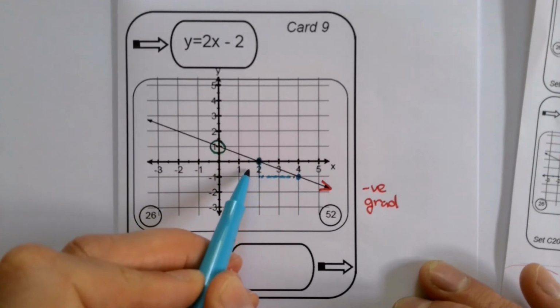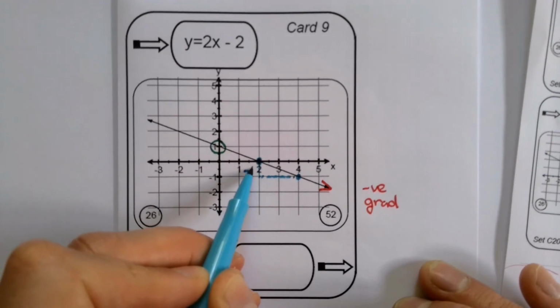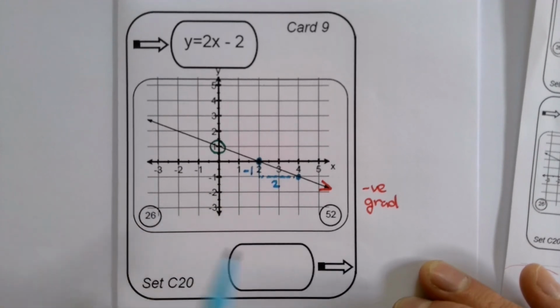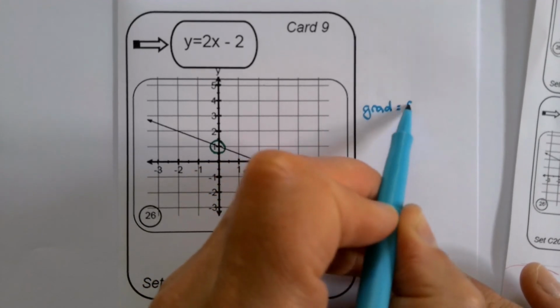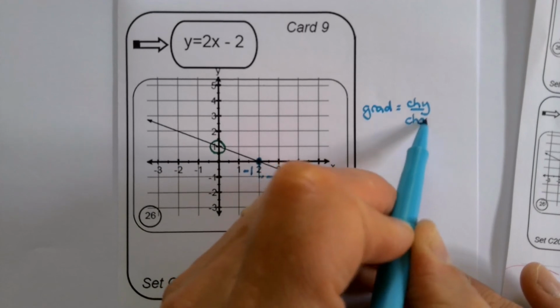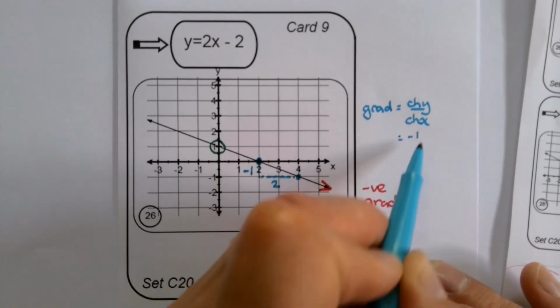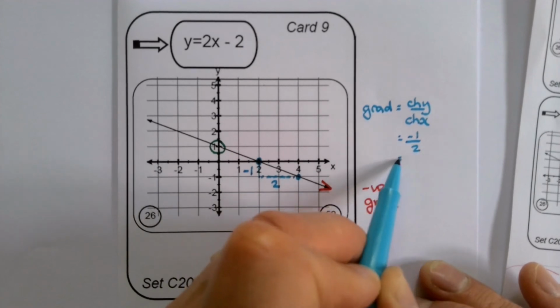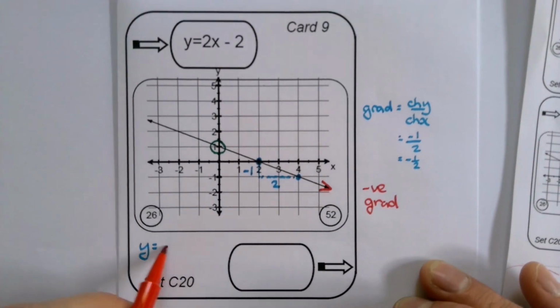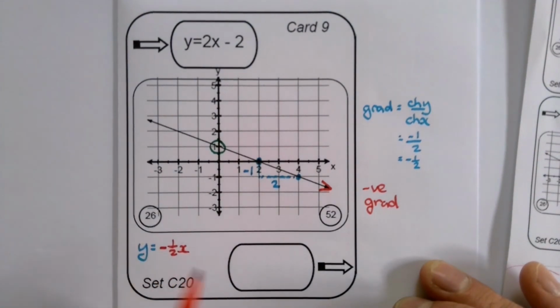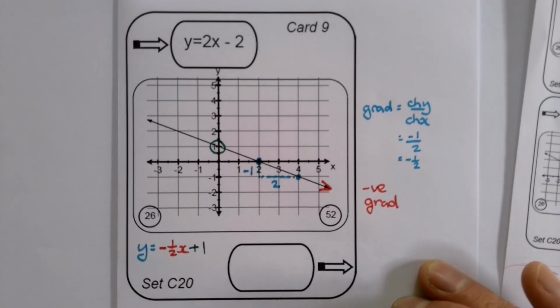So here we're going down 1, and we're going across 2. So the gradient is equal to the change in y divided by the change in x, which is equal to minus 1 divided by 2, which is equal to minus a half. So our answer here is going to be y is equal to minus a half x plus 1, which is absolutely perfect and correct.